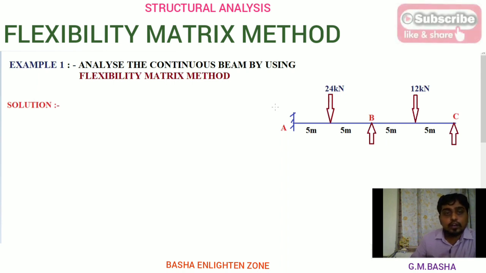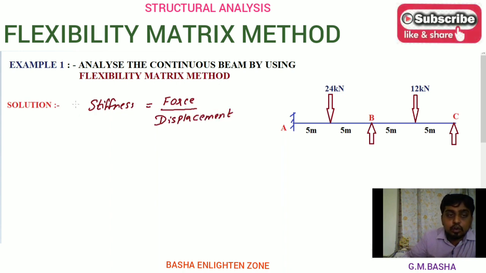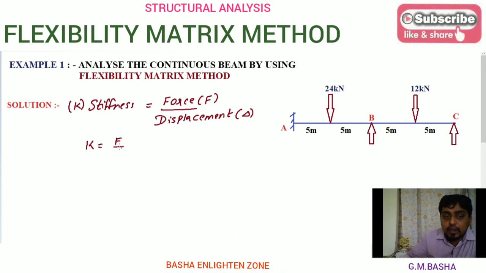In this lecture, I would like to explain another example based on the topic flexibility matrix method. So already I solved some of the examples based on the stiffness matrix methods. Already we know what is stiffness. Stiffness will be equal to force per unit displacement. Stiffness will be denoted with K, force with F and displacement with delta. Therefore, K will be equal to F by delta.